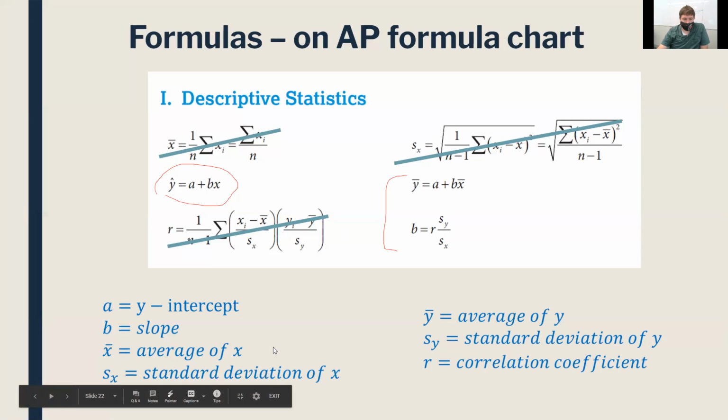What else? x bar, average of x. The little s with the x underneath it is standard deviation of x. Same thing for y, average of y, standard deviation of y. And correlation coefficient is our R value.